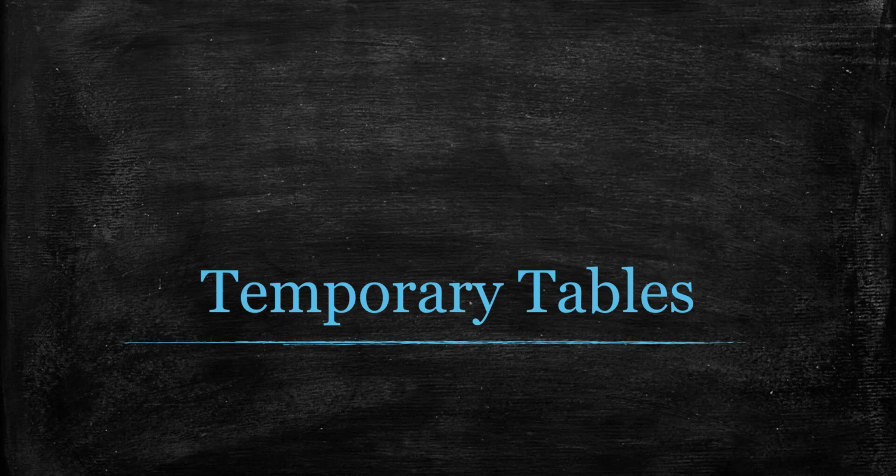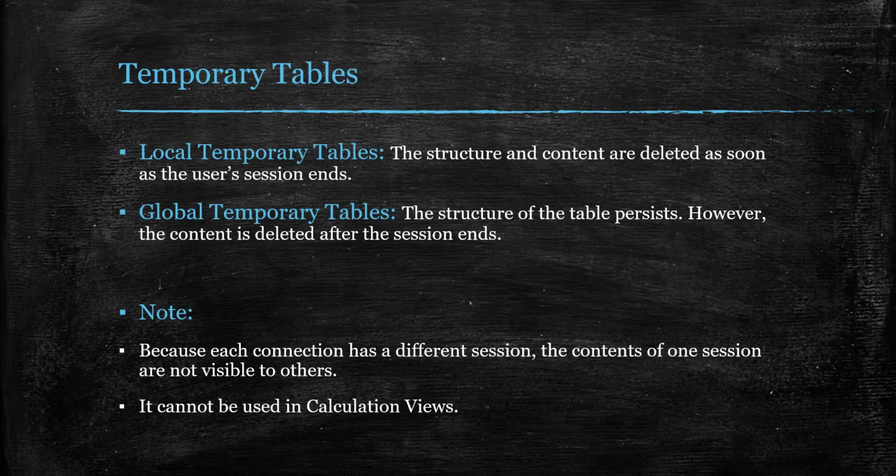In this session we are going to cover temporary tables in HANA 2.0. There are two types of temporary tables, local temporary table and global temporary table. The name itself explains the behavior of those tables. So local tables, the structure and content are deleted as soon as the user session ends. But in case of global table, the structure of the table persists, so that will not get deleted. However, the content is deleted after the session ends. So that's the difference between local and global tables.